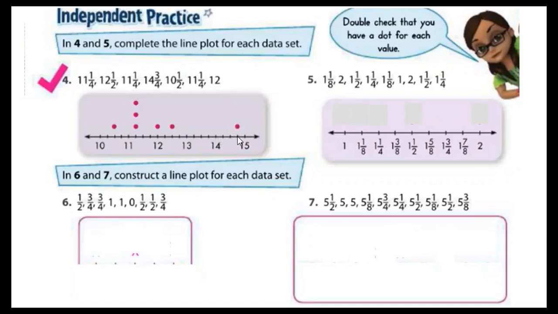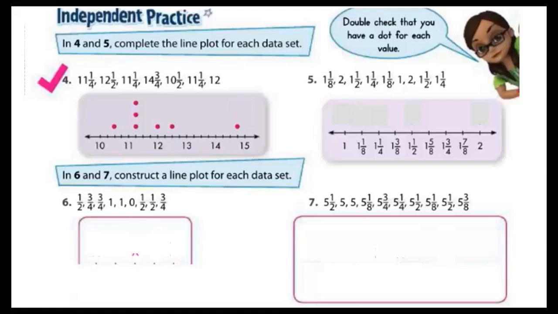Sure, it's in the distance between 14 and 15, okay? 14 and 15, the distance between them. I'm going to add 3 parts over 4. So this dash represents 14 3/4 by 1 bold dot over it.